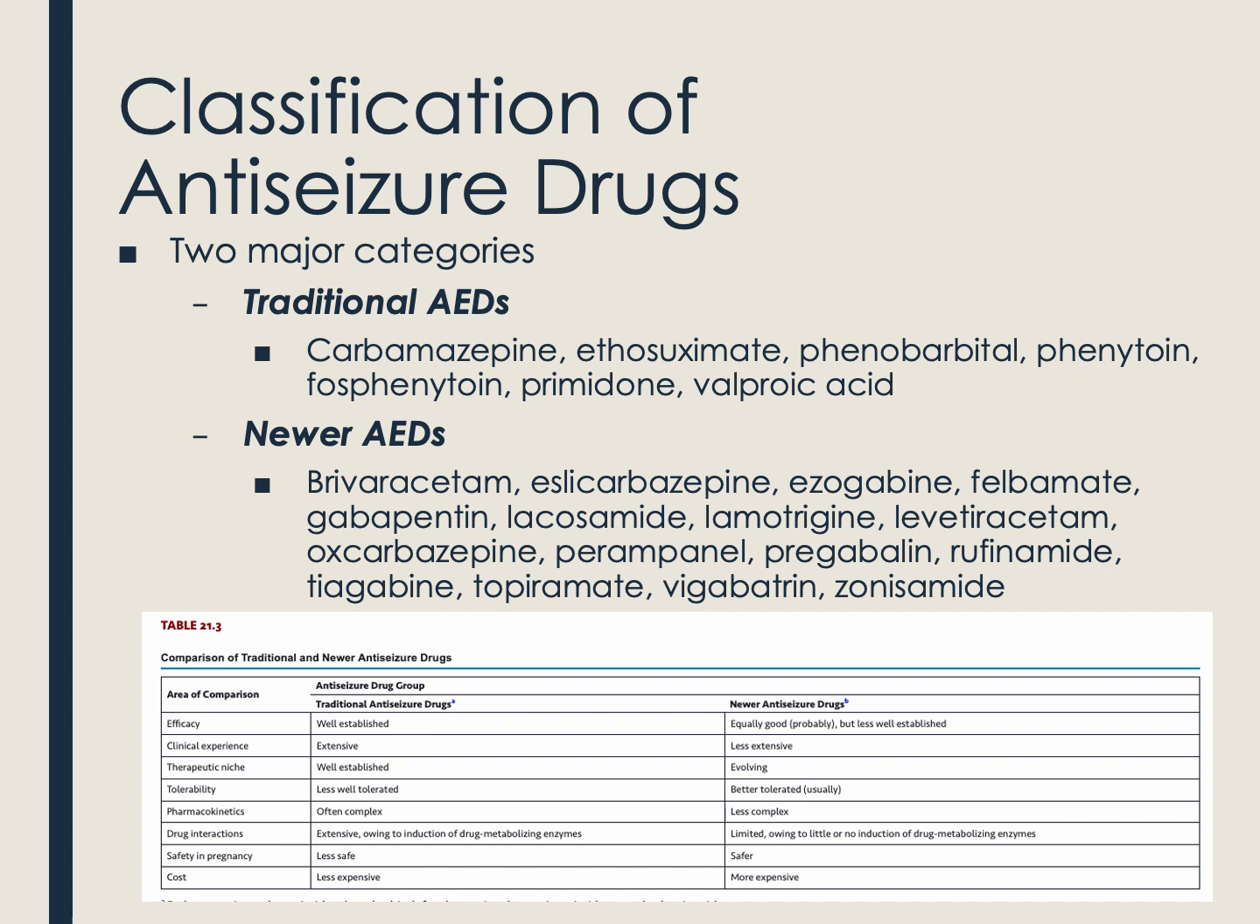Here you can see in table 21.3 the comparison side by side of the traditional versus the newer. You can see that newer drugs are most often equally good and probably even better to some extent. It's just that we don't have enough research established yet. Clinical experience, we have less information because they are new. The therapeutic niche is still evolving.